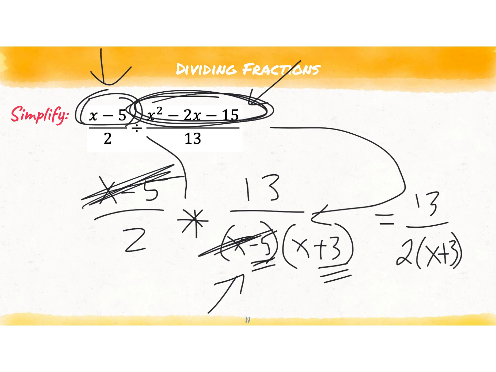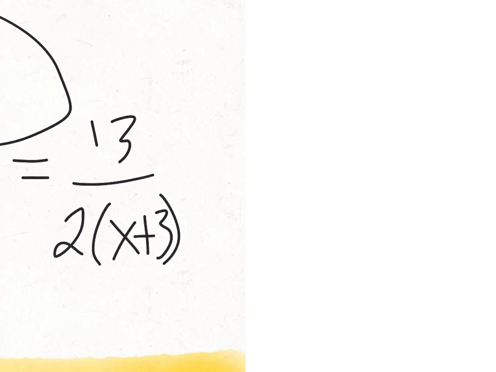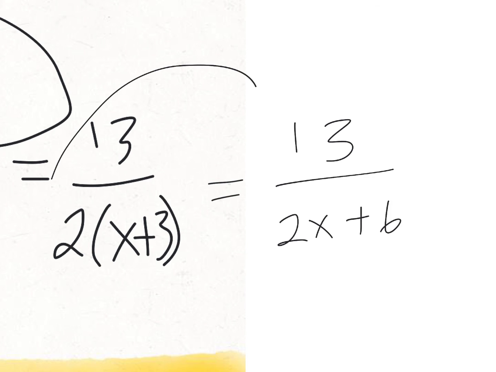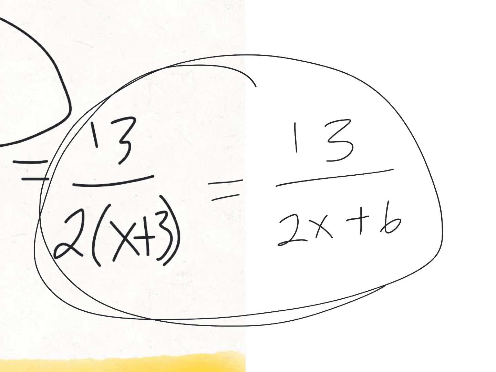Now, do you have to multiply that out? No, because I say if you can factor it, you should. If you multiply it out, you're unfactoring it. So is it wrong to say 13 over 2x plus 6? No, they're both right. I'd take either one of those. Put your virtual or real hand up if you had one of those 2 answers. All right, cool.